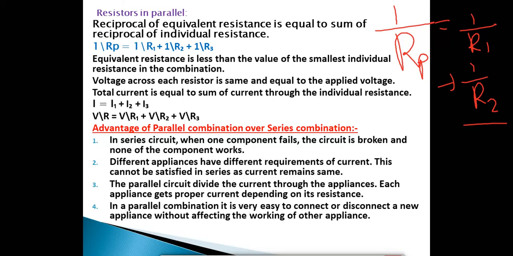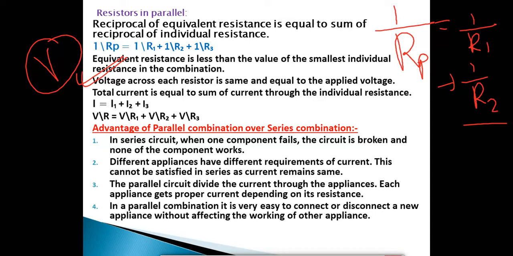Voltage across each resistor is the same and equal to the applied voltage. Total current is equal to the sum of currents through the individual circuits. See, in parallel combination, the potential difference V will be the same across all the resistors, but the current flowing through each of the resistors will be different. It will be I1, I2 and I3.